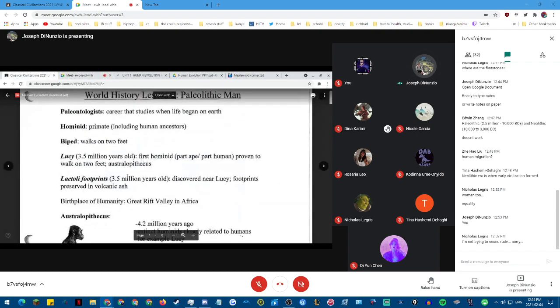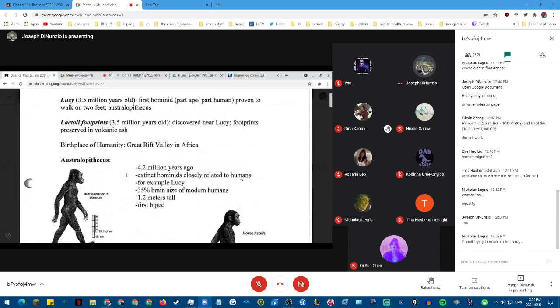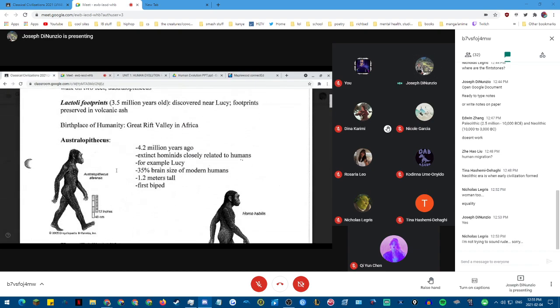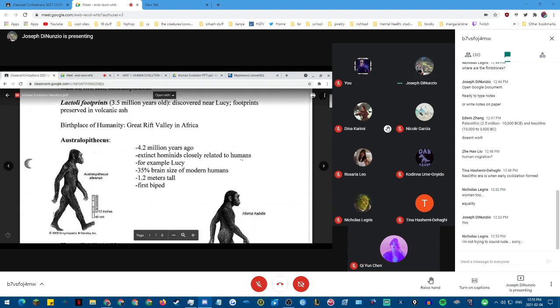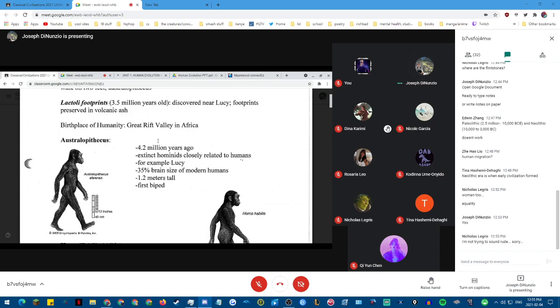And if we take a look at the first Australopithecus, take a look at him. That's what Lucy looked like. You could see roughly 4 to 5 million years ago, extinct, 35% brain size of modern humans, roughly 1.2 meters tall, and the very first bipedal hominid or living creature. So walking on 2 feet, okay? First hominid that walks on just 2 feet, not all 4.